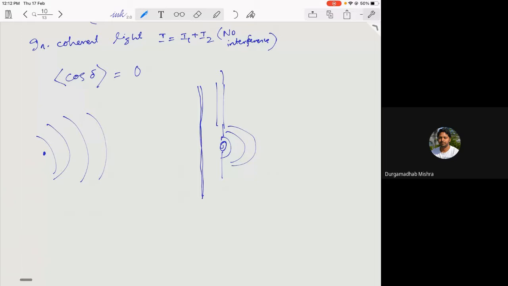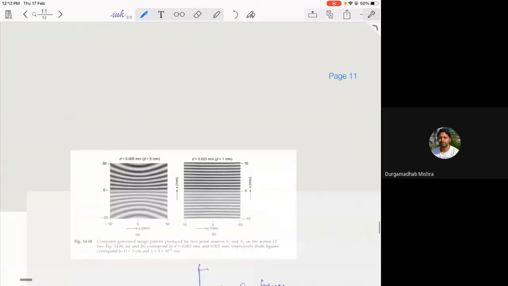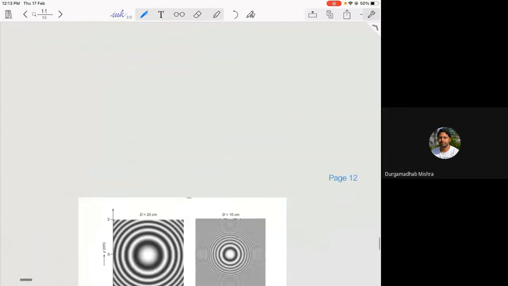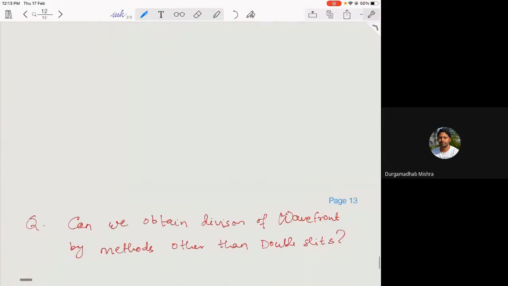Okay, so using a slit or a pinhole, that kind of setup, to get interference is one way of doing that. Is that the only way? It is not. There is another way of doing that as well. So let's look at here. Maybe I have the example.